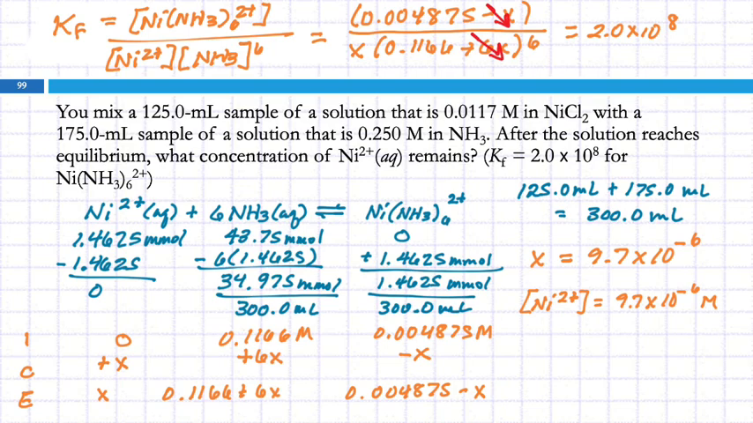Any questions? So when doing "x is small," you can ignore x even if it has a coefficient in front of it? Yes, you could. If x is small, we're going to ignore any x that is added or subtracted. If it's multiplied or divided, you have to leave it in there. But here, even though we're adding 6 times x, we can ignore it, because 6 times that number is still less than 5%.